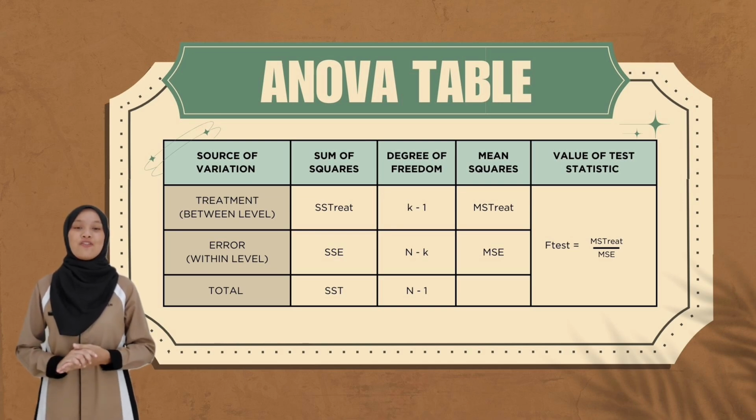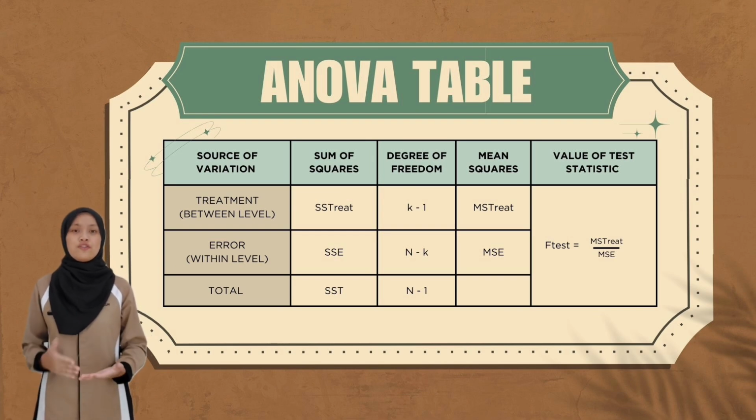Next, the second source of variation is the error. To find the sum of squares, we will use SSE and the degree of freedom for the error is N minus K. MSE will be used to find the mean square of the error. Besides, the last source of variation we have is total. So basically, to find the sum of squares, we use SSTotal and each degree of freedom is N minus 1.